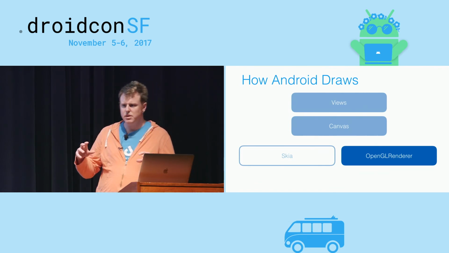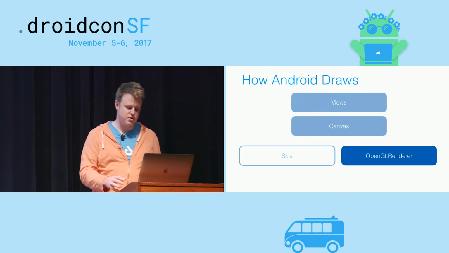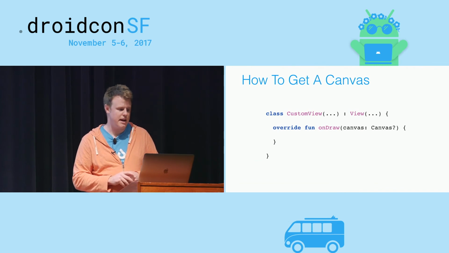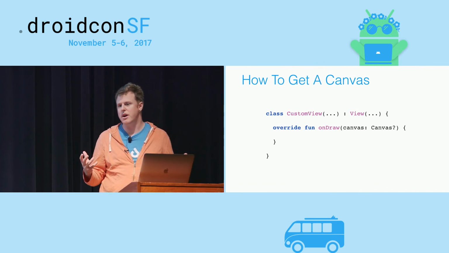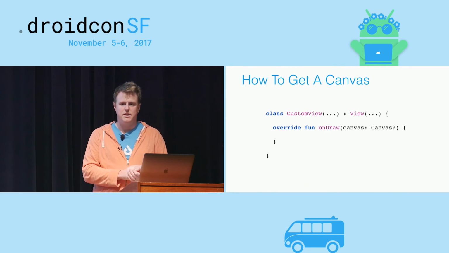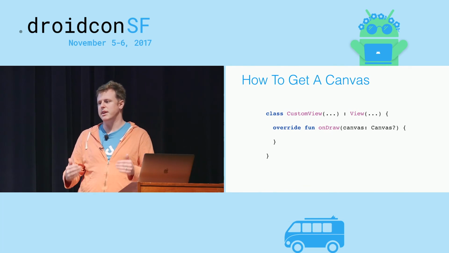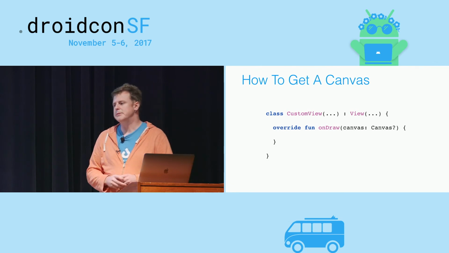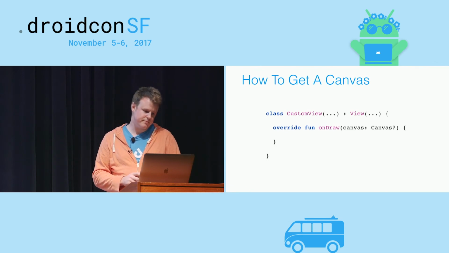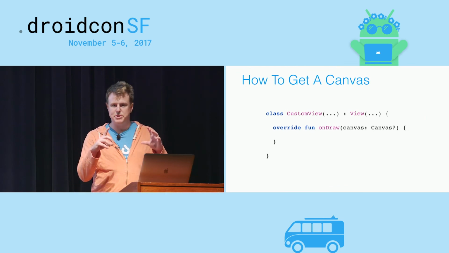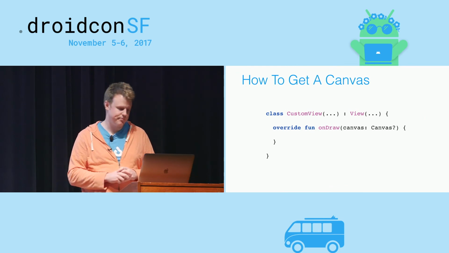So we want to draw to a canvas, right? How do we get a canvas? Well, I mentioned in that diagram that a real common way to get it is in a view, right? The onDraw method doesn't create its own canvas, it's given a canvas. And that canvas is used to draw to the screen. Any drawing you do there will be drawn within the bounds of that view.